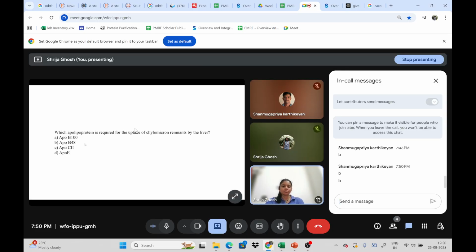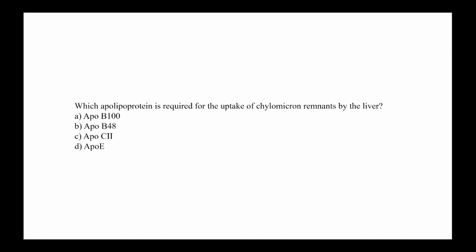You're saying option B, ApoB48. Okay. So ApoB48 is the integral apoprotein for chylomicron we discussed, right? But here in this question, I'm asking which apolipoprotein is required for the uptake of chylomicron remnants. So the correct answer to this question is ApoE.